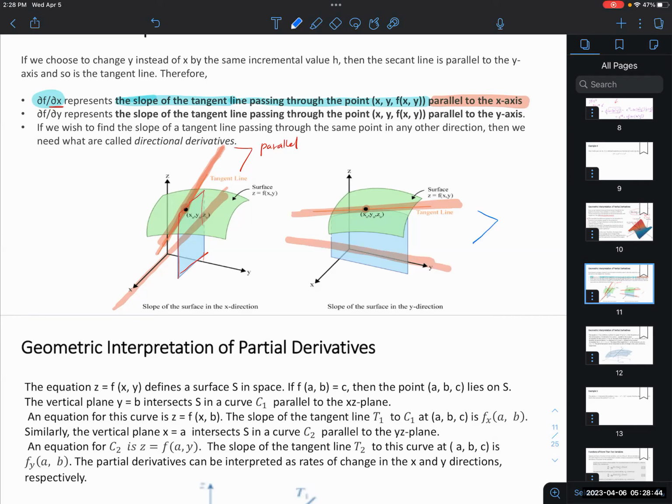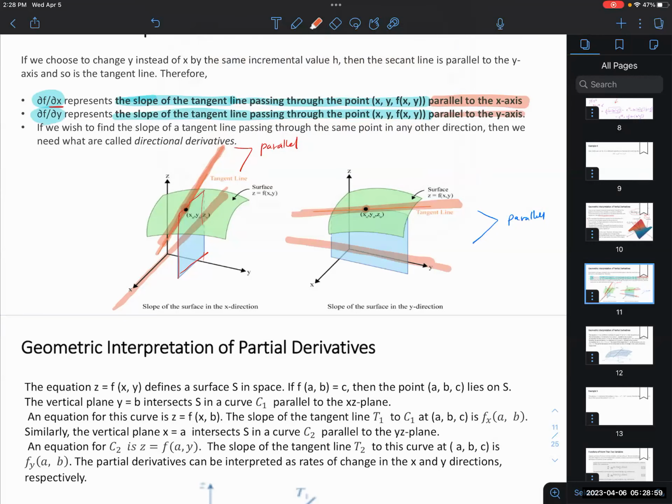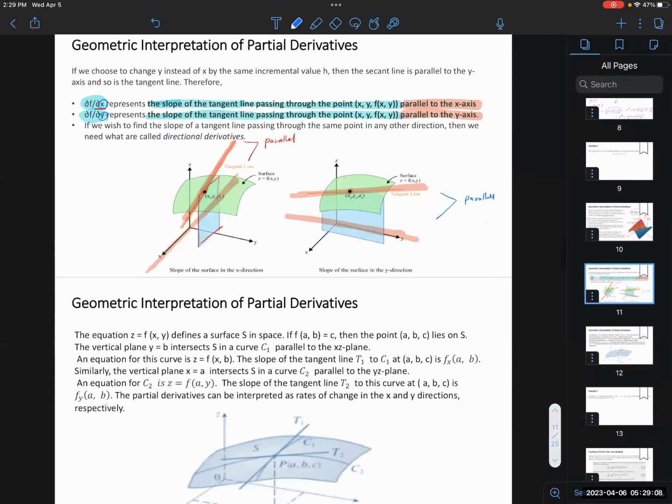You don't need to actually memorize it, but just be aware. So I'm going to highlight it. df over dy means, yes, it is the slope of the tangent line that is passing through that random point. At the same time, it is a parallel line to the y-axis. So they're corresponding to x and y. I think this is the short meaning. Nothing is deeper, just that it's a parallel line.